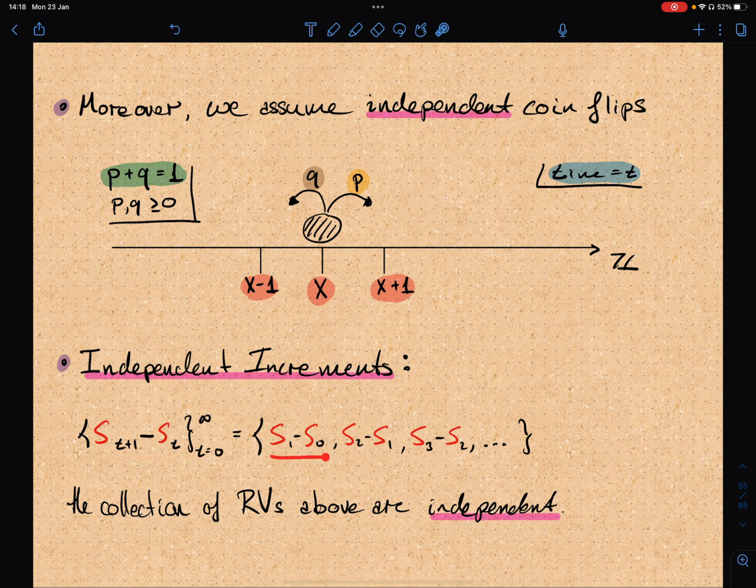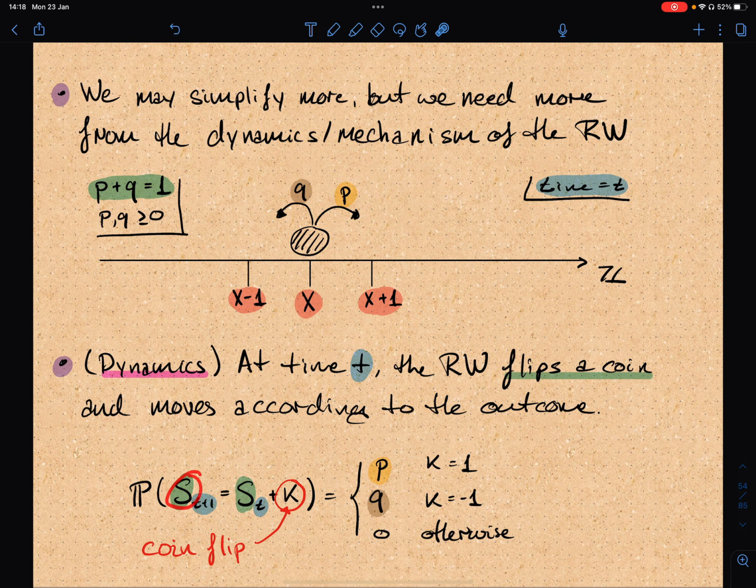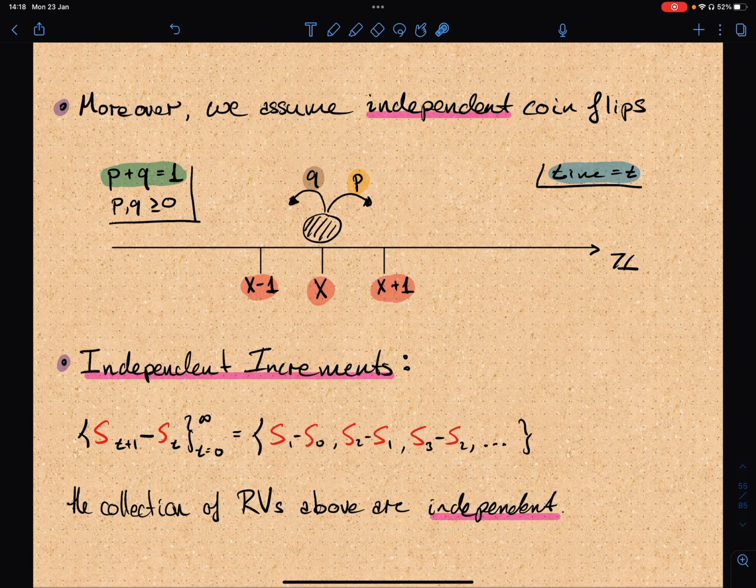So the first increment is this one, the second increment is this one, and the third increment is this one. And if you go back to this formula and look at the difference of this and this, it's really just equal to k, which is plus or minus 1. These are really the outcome of the t-th coin flip. And they're going to be independent random variables. So all these differences of the positions are going to be independent random variables. This is the independence condition that we have. It really just means that every time we flip a coin, we have an independent outcome. And this is what's going to simplify our computations.